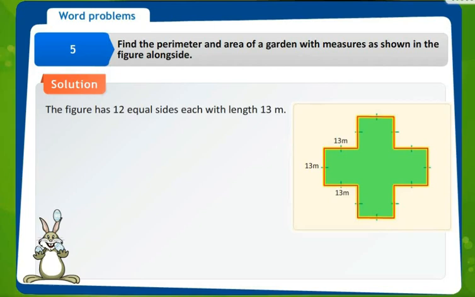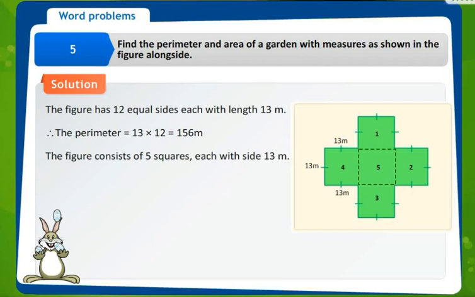Now if we have to calculate the perimeter and the area, perimeter will be 13 into 12. It is because sum of all the sides, each side is 13, there are 12 sides, so the perimeter is 13 into 12, which is equal to 156 meter. Note the unit. The figure consists of 5 squares, each with side 13 meter.